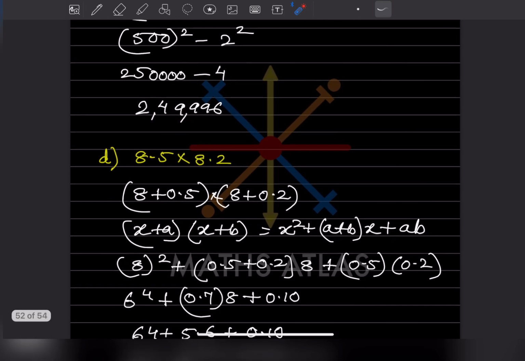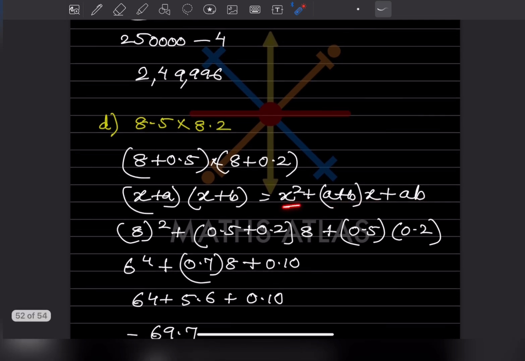Now here, see 8.5 into 8.2. We can write this as 8 plus 0.5, and this as 8 plus 0.2. Now you can see these two numbers are the same, but these two numbers are different. So we have to use x plus a into x plus b, that is x square plus (a plus b)x plus ab. This is one of the identities.